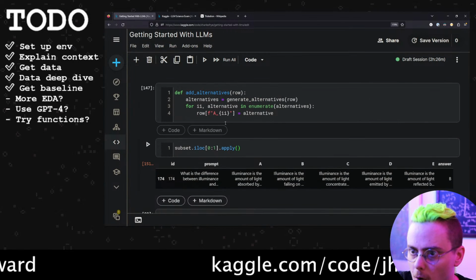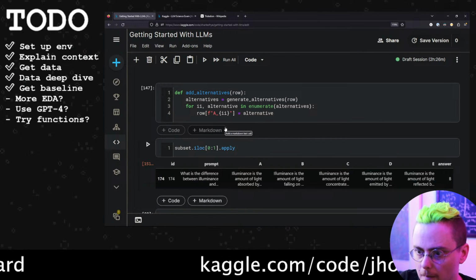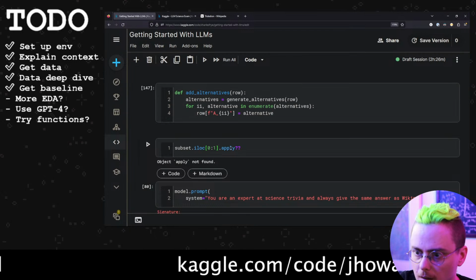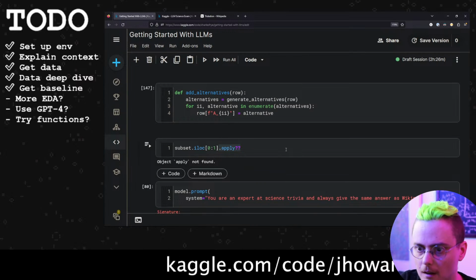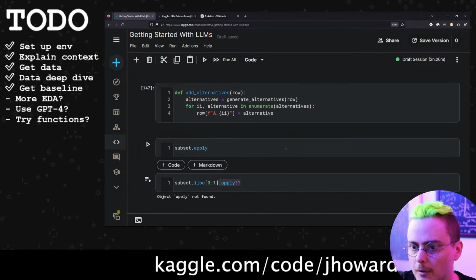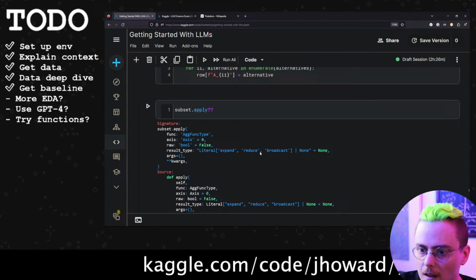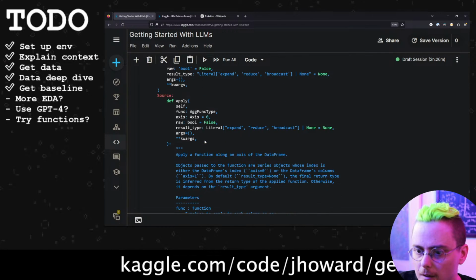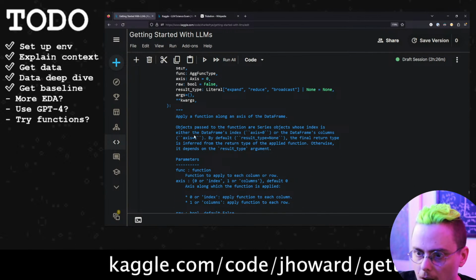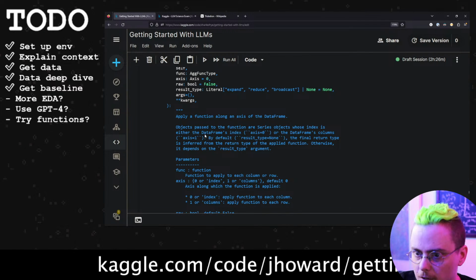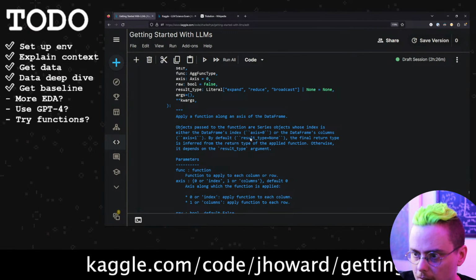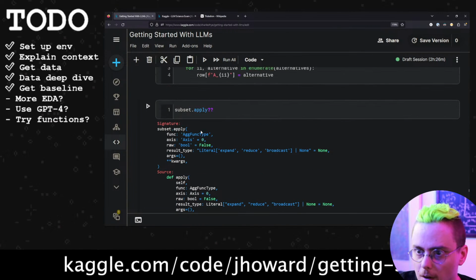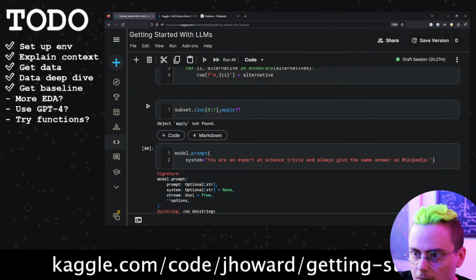We want to go row wise, and I think, yeah. Got to check again. I'm pretty sure that in pandas, the default axis is to go along columns. Oh no, objects passed to the function are series objects whose index is either the data frame's index, axis equals 0, so rows, or the data frame's columns, axis equals 1. Okay, great.